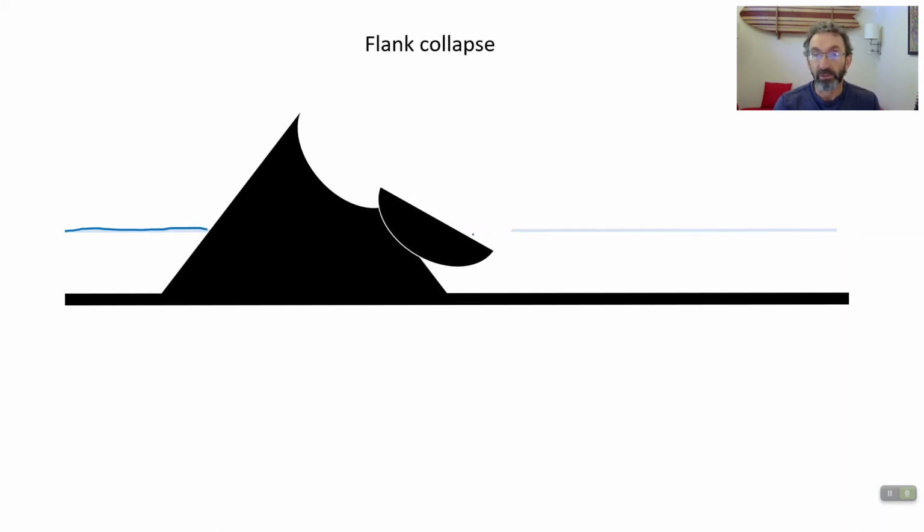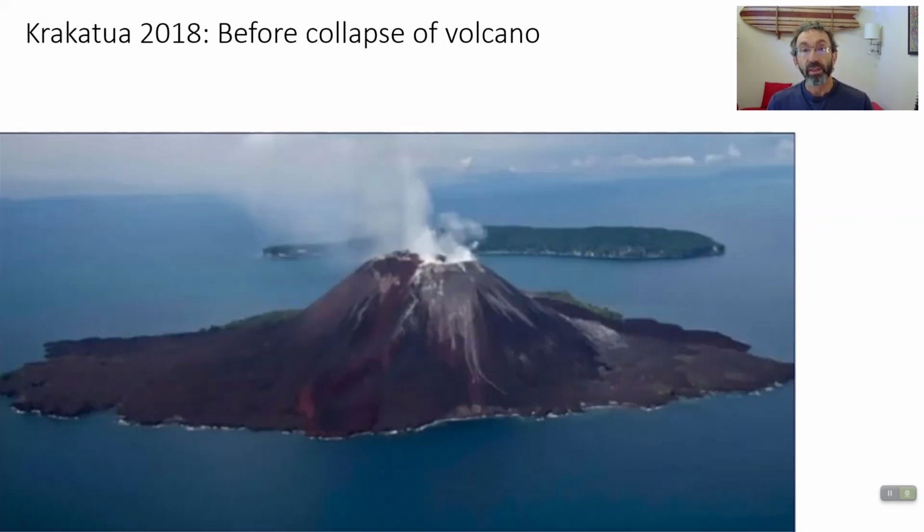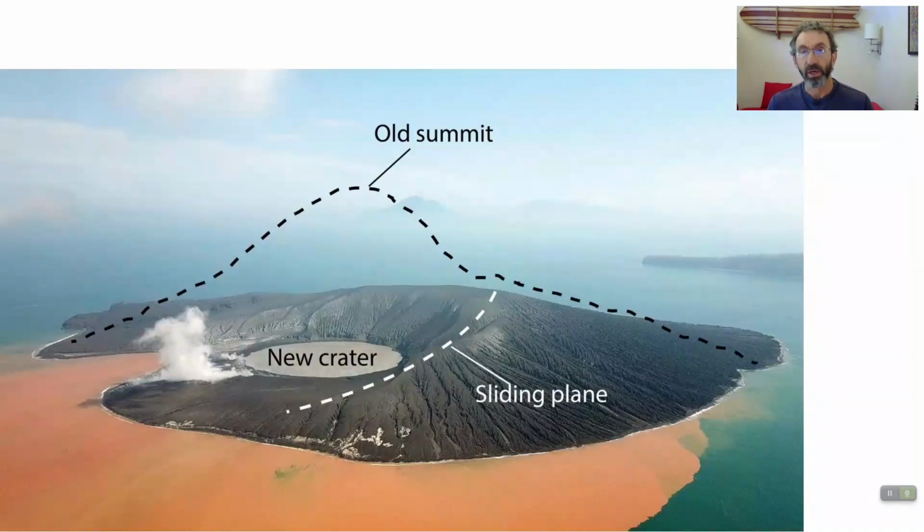As a result, this displaces a big mound of water that then races across the ocean as a tsunami. And one of these happened not that long ago. So this is in Krakatoa. This was in 2018, and this is what this volcanic island looked like before it collapsed. And this is what it looks like now after it collapsed.